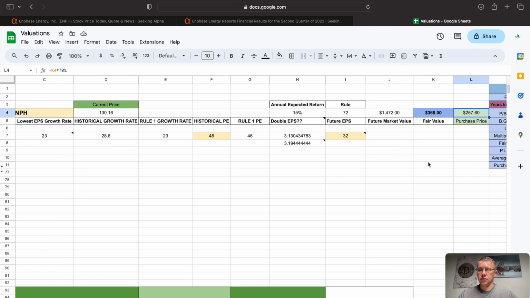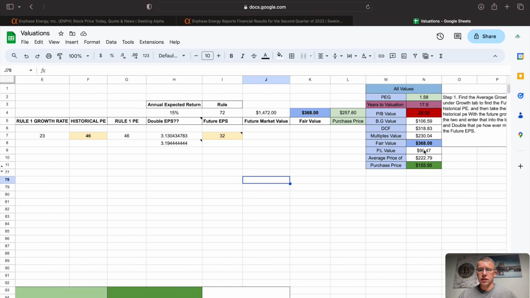$257 per share with a 30% margin of safety. That is fair market value, 30% margin of safety. And then we come over here, we have all of our numbers that got plugged in from all the previous valuations we just went over. And we have between these five, an average price of 223. Purchase price with a 30% margin of safety, $156 a share.